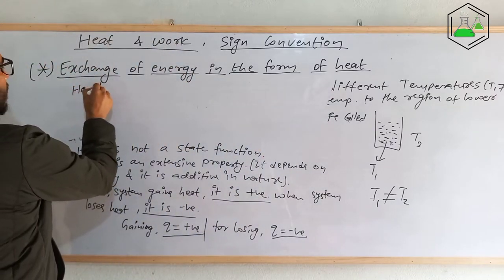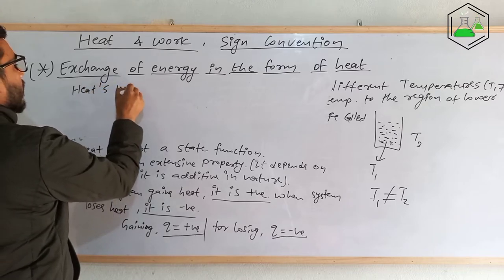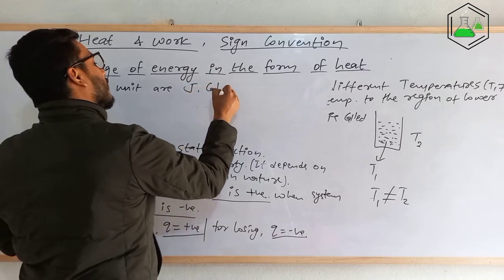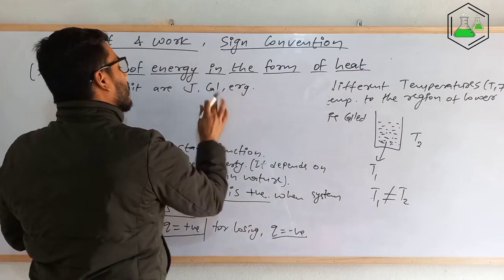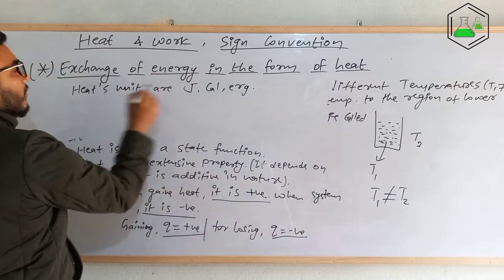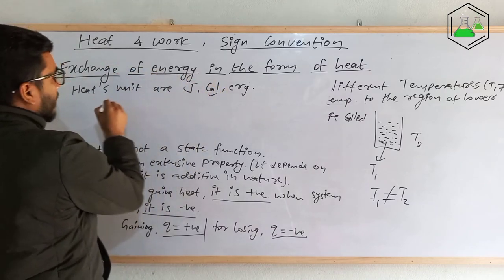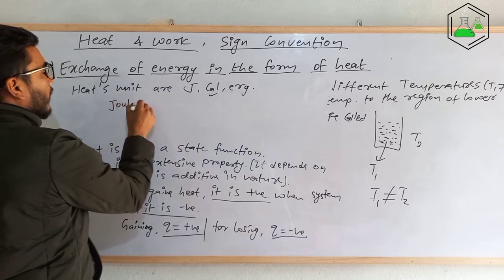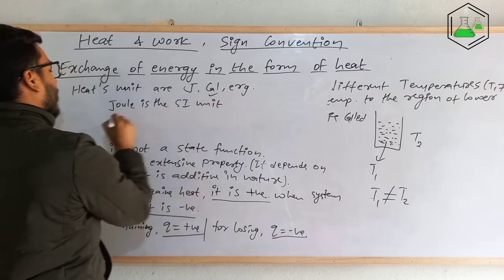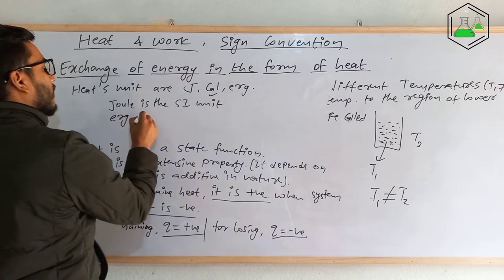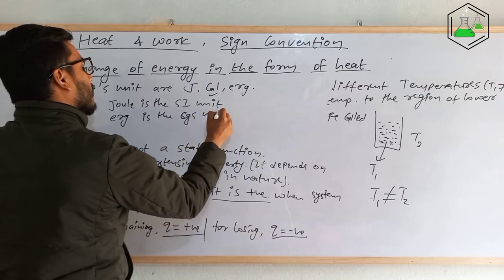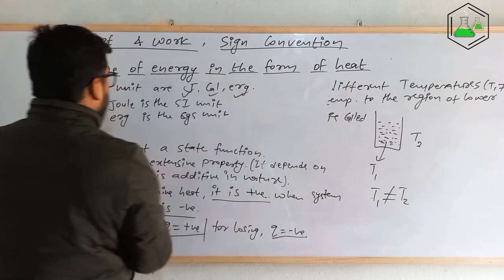Heat's unit is, or simply R, joule, calorie, ERG. These are some of the units of heat. Here it is generally expressed in calorie, but joule is the SI unit, and ERG is the CGS unit. So this is the SI unit, this is the CGS unit.